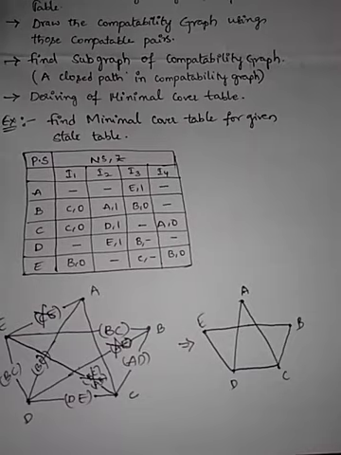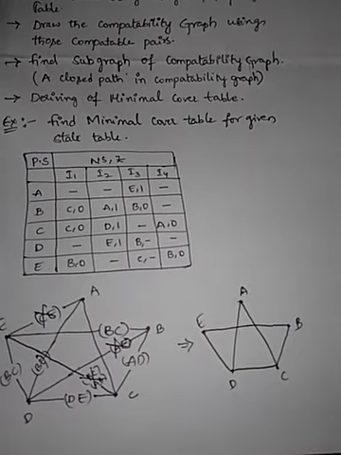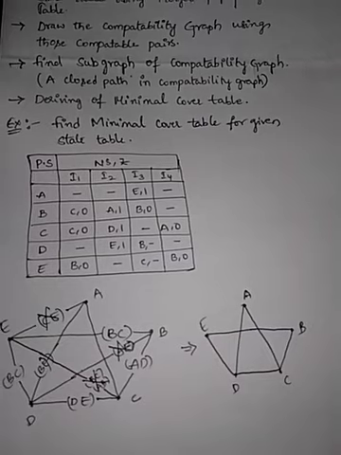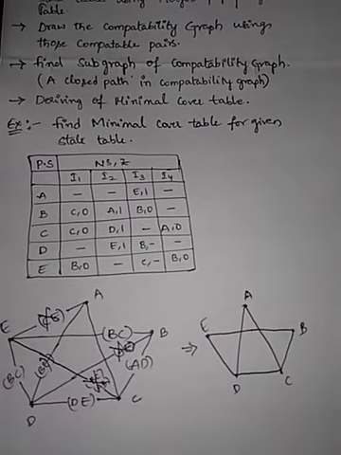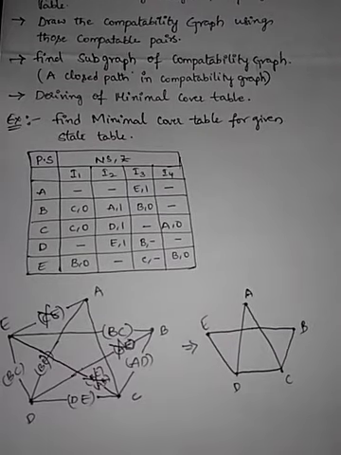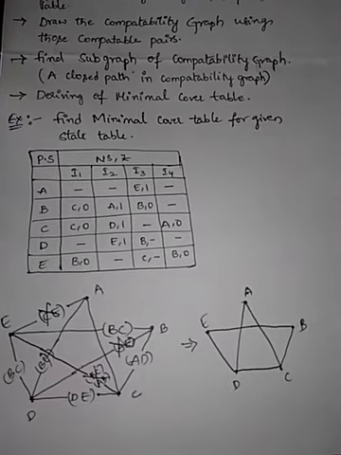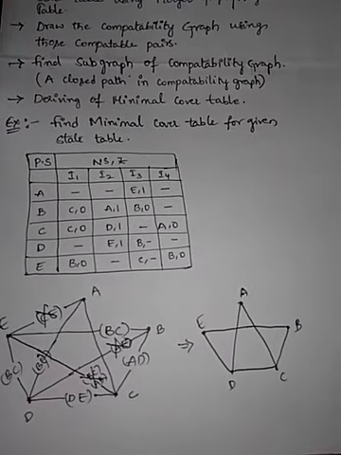And with C, CA is already completed. Next, with D, only DE is compatible. Like that, we need to list out the compatible pairs. So we will list out the compatible pairs. I have written the 6 compatible pairs as AD, AC, BE, BC, DE and CD.